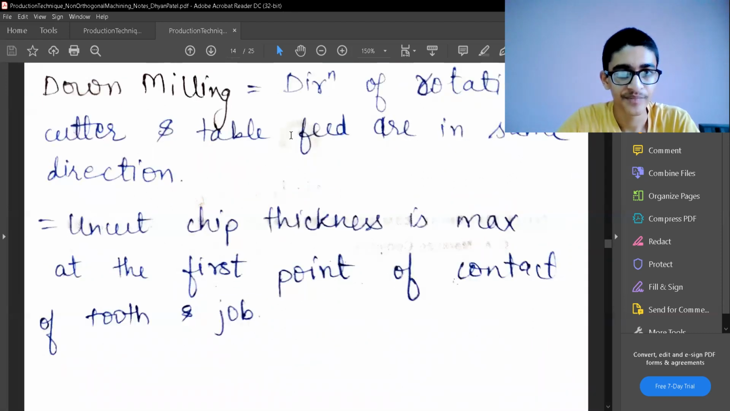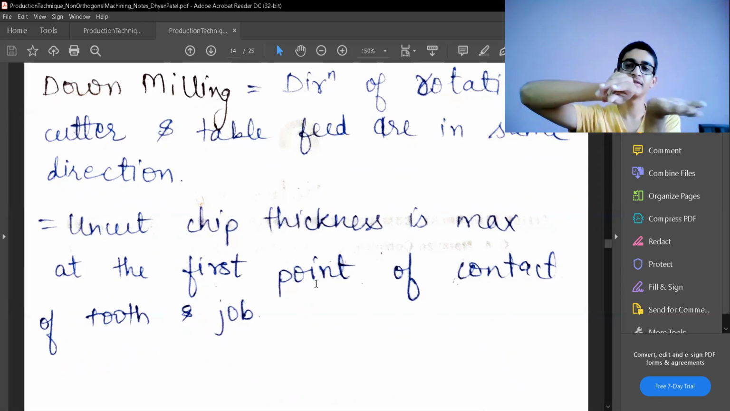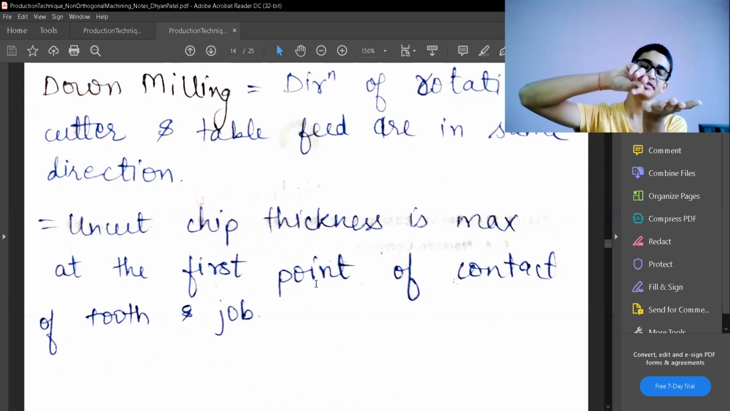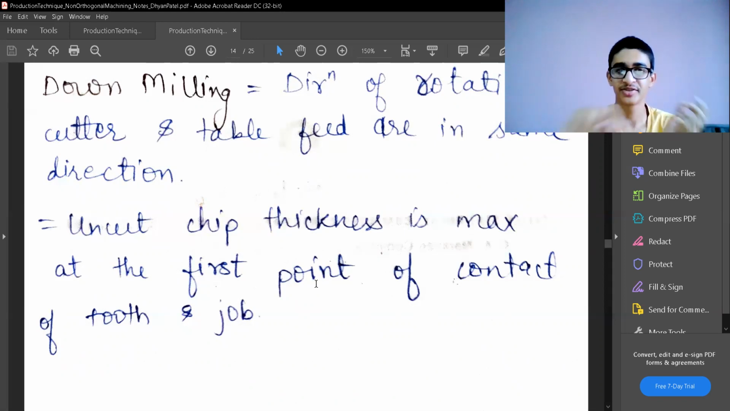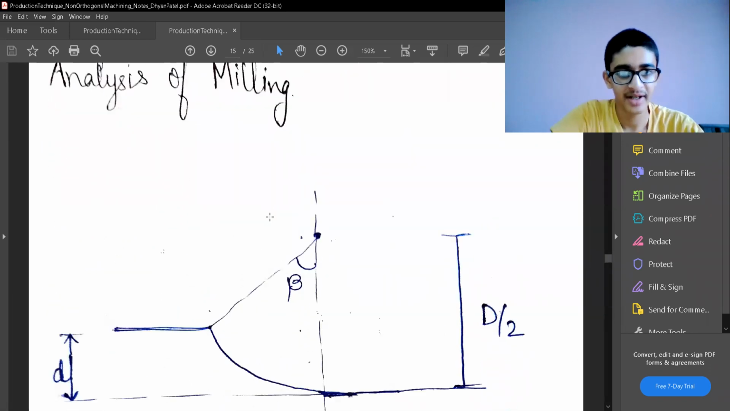And in down milling, the direction of rotation of the cutter and table feed are in the same direction, and hence the uncut chip thickness is maximum at the first point. So my table is coming in that direction, and my cutter is also rotating in the same direction. That means the uncut chip thickness is maximum at the first point of contact of tool and job. At the start of the stroke I'm going to have the maximum material removed, and at the end the minimum material removed. So that's all. Now let's come to the analysis of milling.